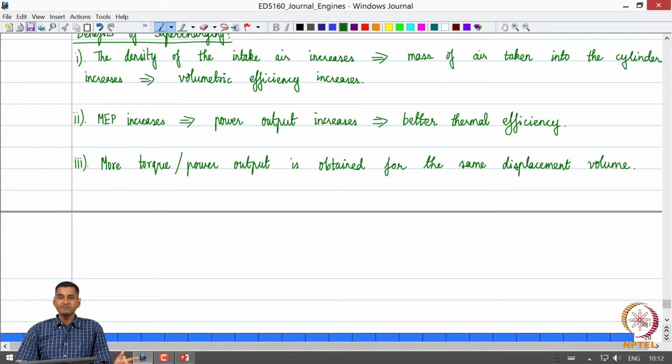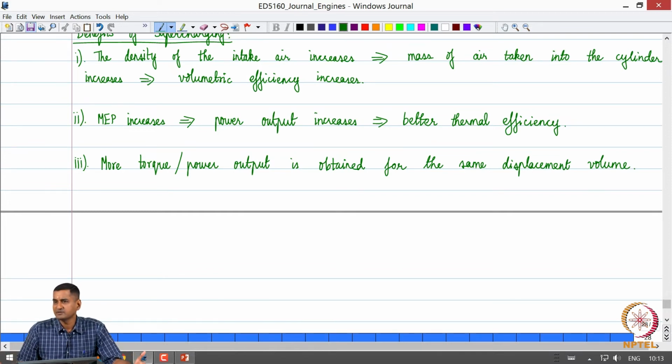Of course, nothing comes free. There are, what to say, challenges in supercharging the engine also, right, because if we increase the operating pressures, we need to ensure that the engine structure, the cylinder block, right, and other components have to be strengthened such that they can withstand the higher mechanical loads, right, that come about due to increased pressures. And obviously the cost of the engine increases because supercharging involves the introduction of more components. So, the cost and complexity of the engine increase with supercharging.